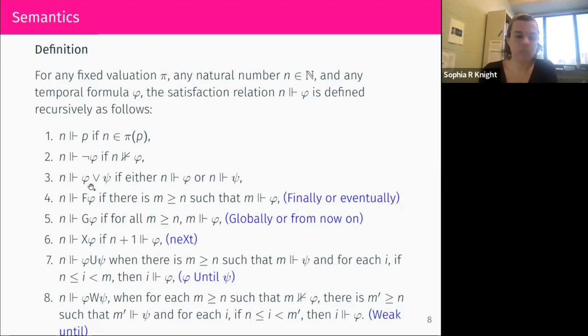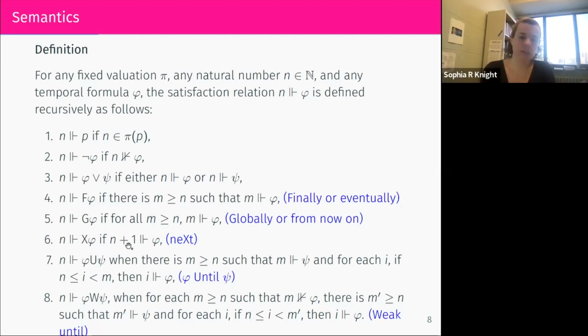And then here are our interesting temporal operators. So F captures the idea of finally, or we might say eventually. So at a number, F phi is true if phi is true at some greater number. So if phi is true sometime in the future, then F phi is true now. G captures the notion of globally. Also, we could say from now on. So G phi is true if for all the numbers greater than n, the number we're at now, phi is true. And that includes n. So we say phi is true globally if phi is true now and at all future times.